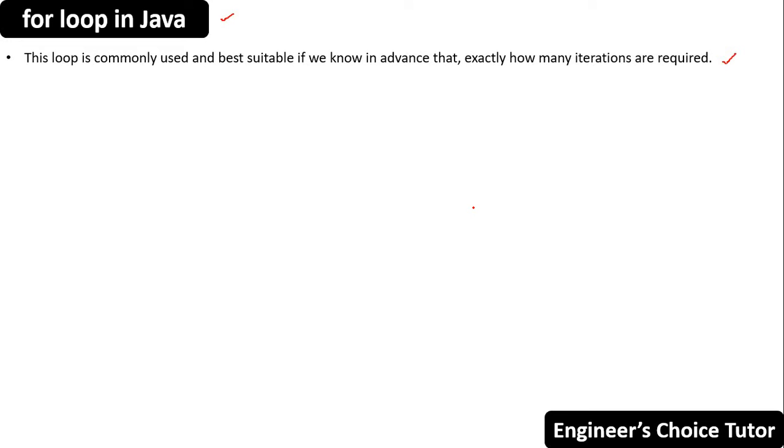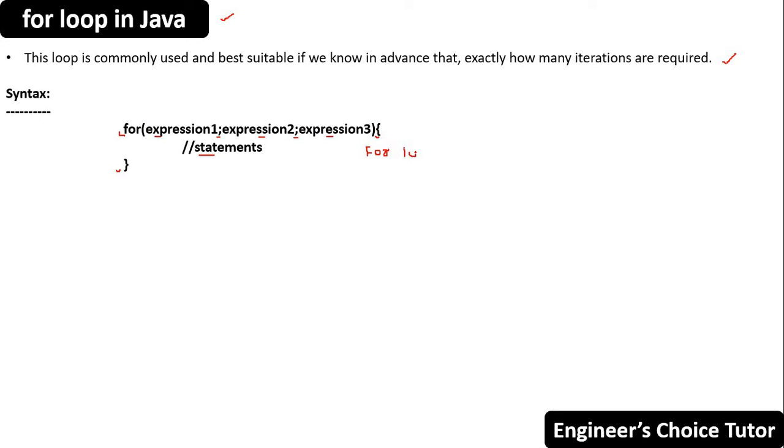Now let's see the syntax of the for loop. This is the syntax where we have the keyword for, and inside the brackets we have expression 1 separated with a semicolon, expression 2 separated with a semicolon, expression 3. Then inside the curly braces we have the statements. This curly braces block is called the for loop body. I hope this much is clear to you.